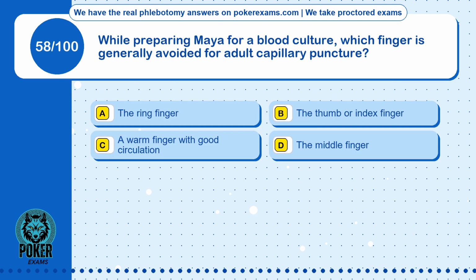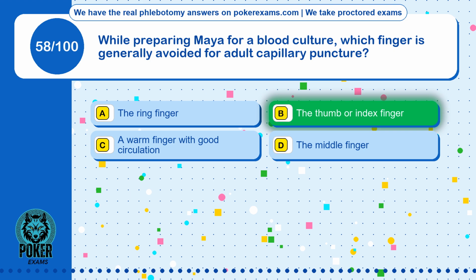Question 58. While preparing MIA for a blood culture, which finger is generally avoided for adult capillary puncture? Option A. The ring finger. Option B. The thumb or index finger. Option C. A warm finger with good circulation. Option D. The middle finger.